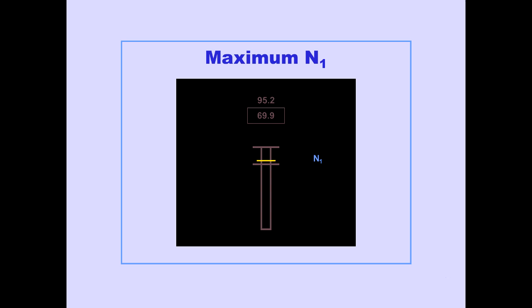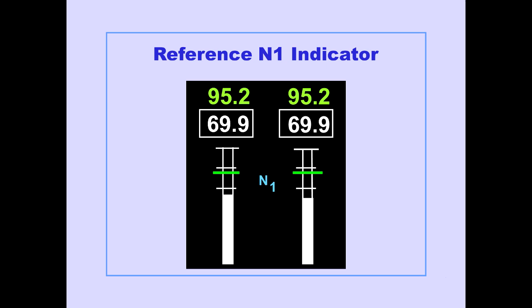Maximum N1 is displayed as amber lines. Maximum N1 displays the maximum thrust rating for the engine. The N1 indication remains white when maximum N1 is reached. Reference N1 indicators display the reference N1 RPM selected by the FMS.